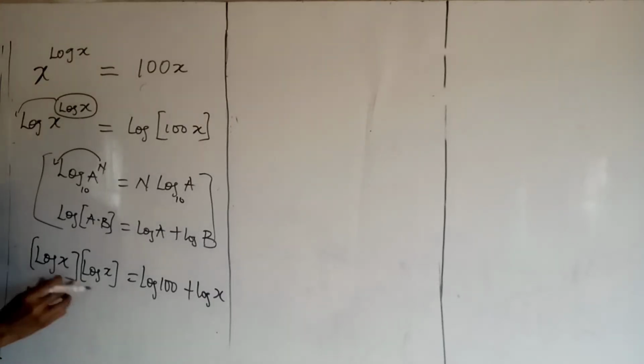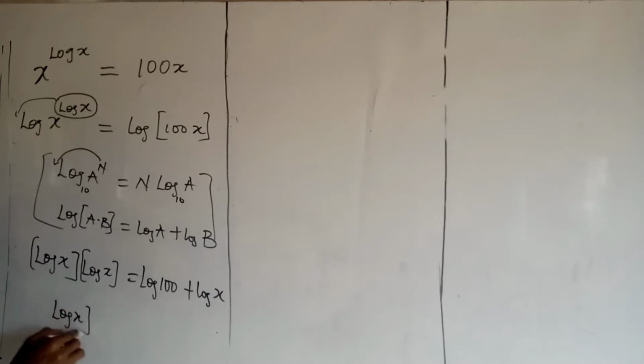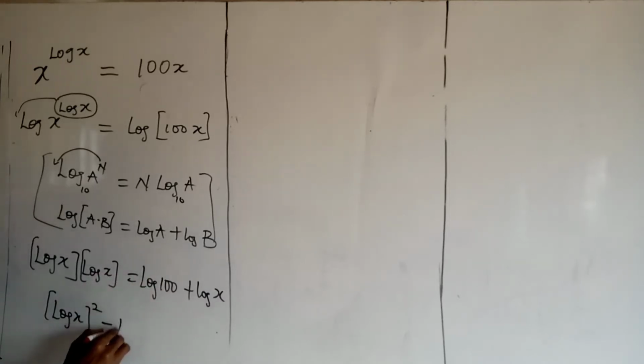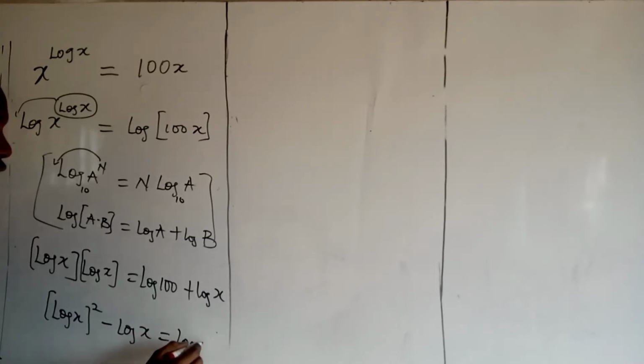Now, of course, log x times log x will give me log x all to the power 2. Then I want to take this guy inside, so it becomes minus log x equal to log 100. Okay, yes, that is what it is.